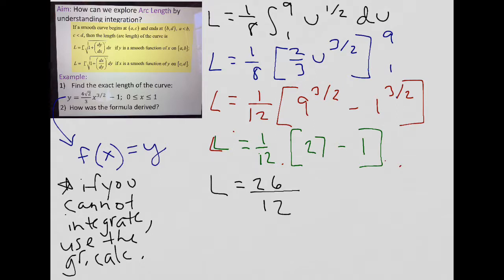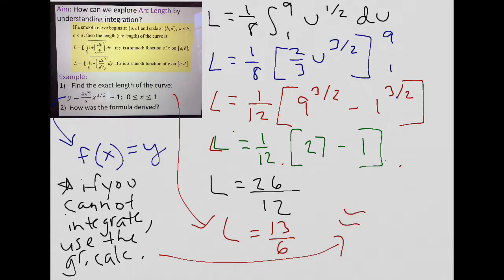So we can say that the length of this curve from 0 to 1 is actually 13/6. Okay, and I'd probably say units there, but just leave it as 13/6. Now, once again, if you did use the graphing calculator, you're going to get an approximate value typically. So just remember to approximate to 3 decimal places. Your answer always to 3 decimal places.